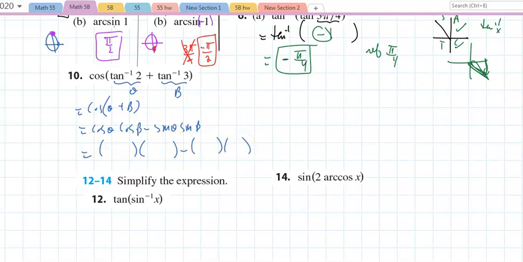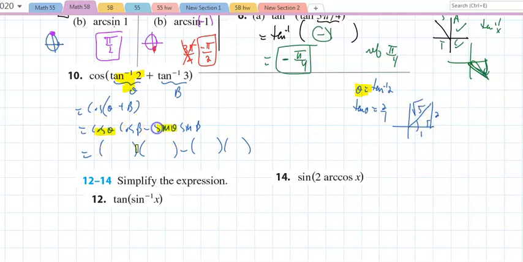I go on the side and I say, let me take the first set. The first set, I'm letting theta equal the inverse tangent of 2. That means tan of theta equals 2 over 1. Well, if I draw my triangle, and I am in quadrant 1 because inverse tangent is positive in quadrant 1 only, opposite over hypotenuse, that makes this radical 5. Out of this, I need 2 values. I need this cosine. The cosine would be 1 over radical 5, and I need the sine. That would be opposite over hypotenuse.